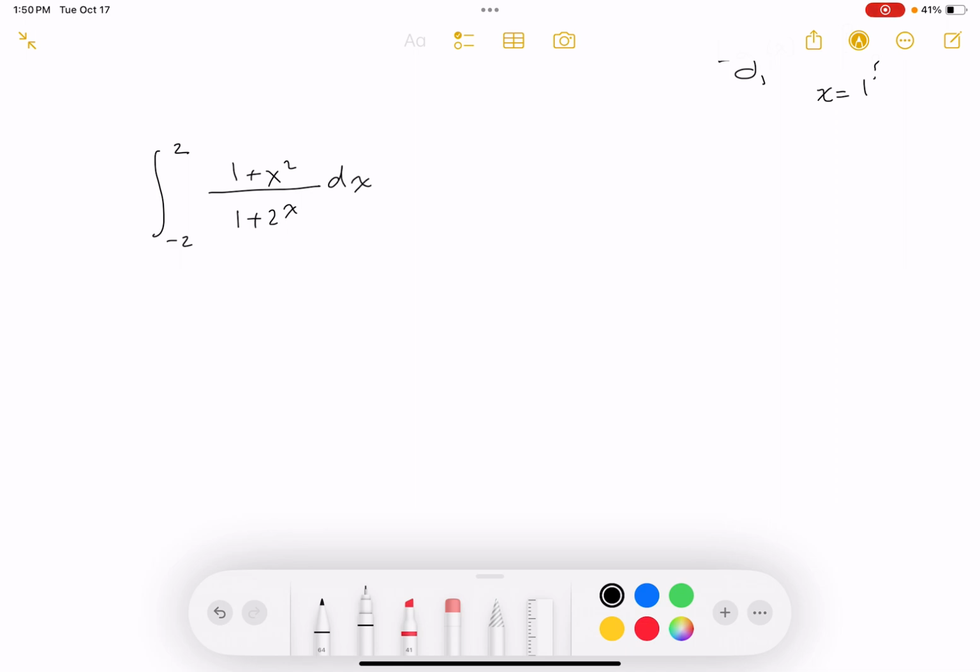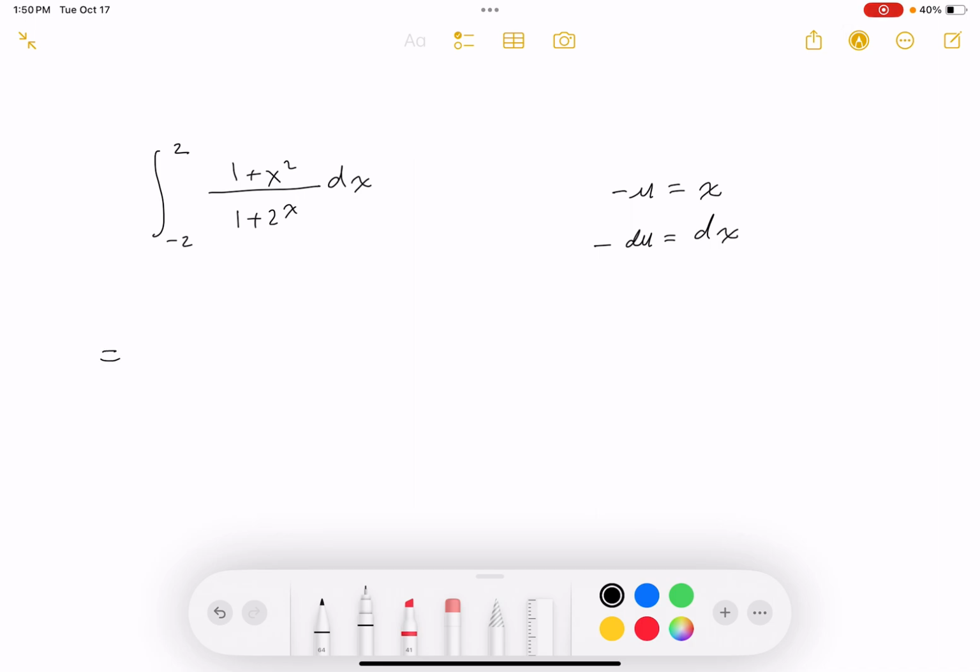Now, I'm going to try something that maybe is going to work, maybe it's not going to work. I see the symmetric limits, so I'm going to say u equals minus x, or I could say minus u is equal to x. Really the same statement. I'm going to take the second one and do a u substitution and see if anything gets better in the problem. As I do that, this is going to be minus du is equal to dx.